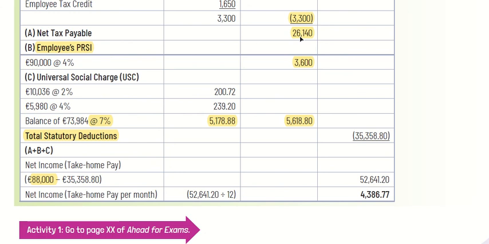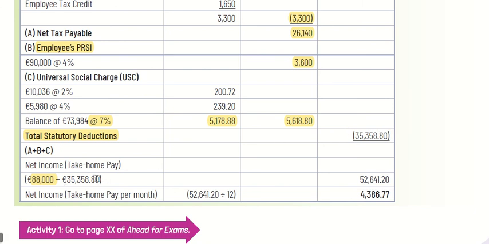So if you add the 3 of them together, it's 26,140, the 3,600, and the 5,618 and 80 cents. Total statutory deductions would be 35,358.80. Okay, so remember, I said to be careful here, don't take that away from the 90,000, because this figure here was worked out on the 90,000. So don't do it twice.